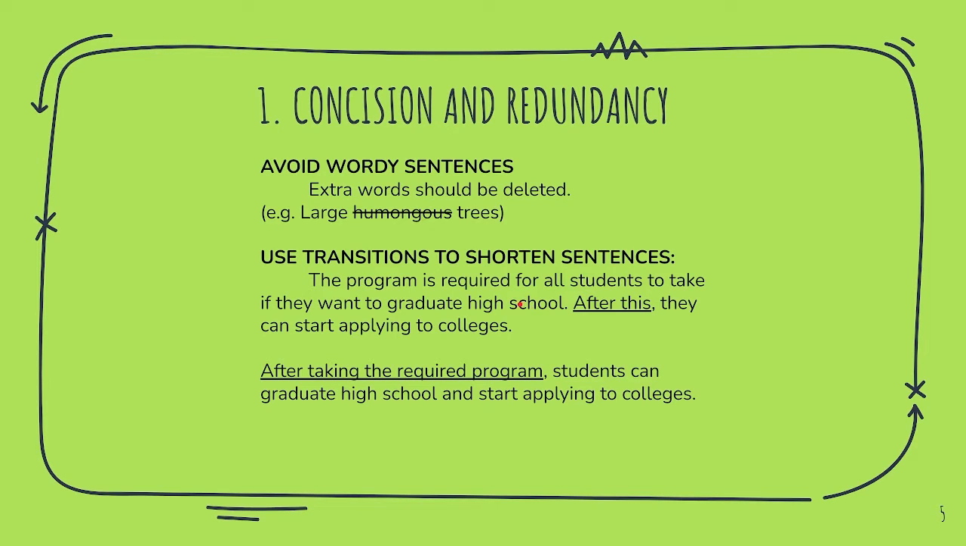Another concept we can use is transitions to shorten sentences. For example, it says here, the program is required for all students to take if they want to graduate high school. After this, they can start applying to colleges. There are two complete sentences here, and if we want to combine them, we can say, after taking the required program, students can graduate high school and start applying to colleges. They both convey the same exact idea, and this one is a lot shorter and more concise.